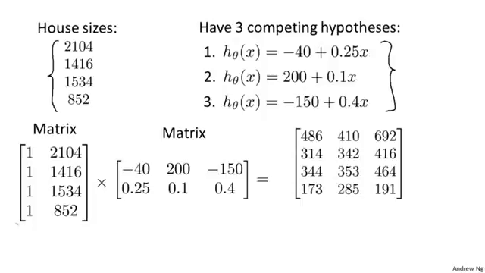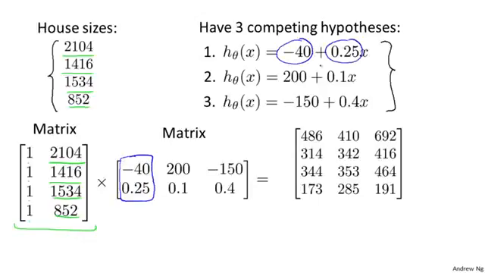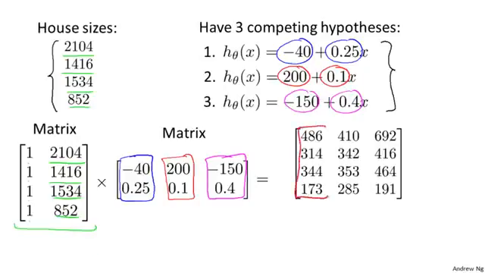So here on the left is my usual matrix, same as from the last video, where these values are my housing prices, and I've put ones here on the left as well. And what I'm going to do is construct another matrix where here the first column is this minus 40 and 0.25, and the second column is this 200, 0.1, and so on. Okay? And it turns out that if you multiply these two matrices, what you find is that this first column, let me draw that in blue.